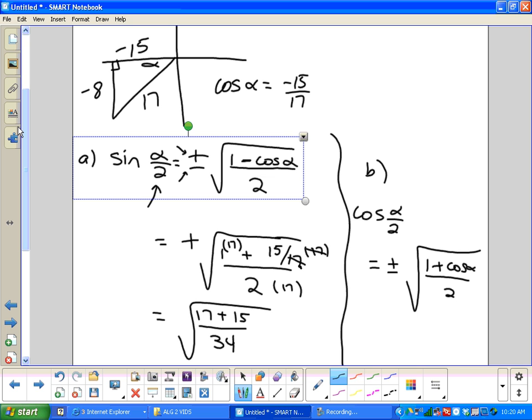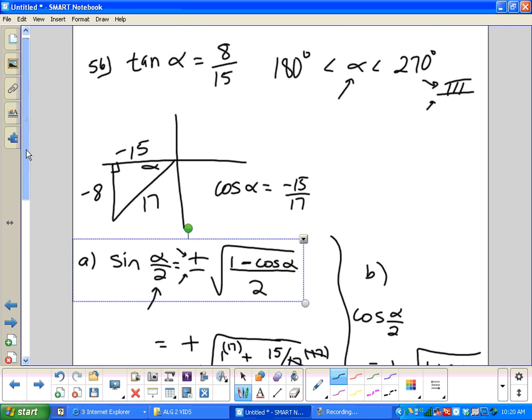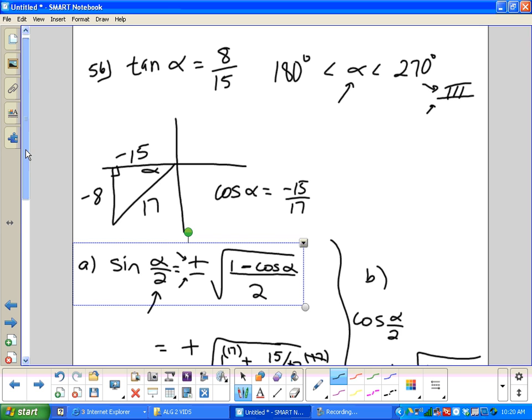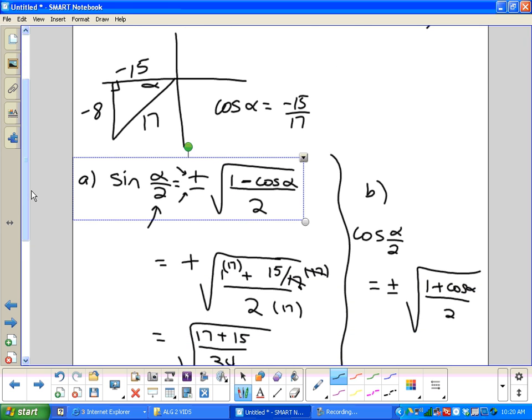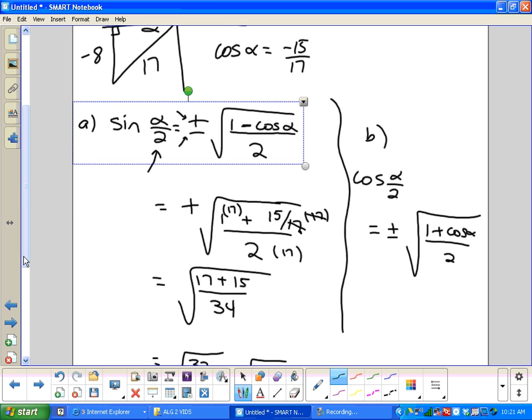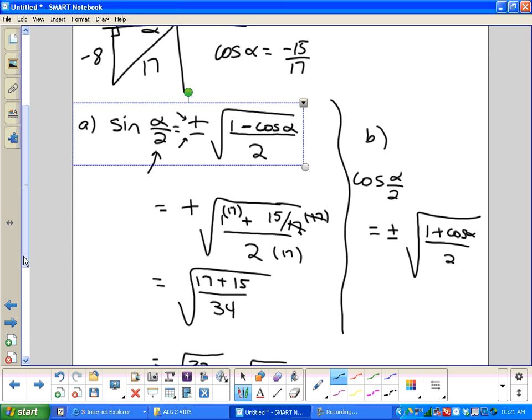Okay, now the thing that I'm worried about the most is that sign. So let's think about it. Remember what we said. Where was alpha? Alpha was in quadrant 3. But where is alpha over 2 going to be? In quadrant 2. Now, cosine, what's cosine in quadrant 2? It's negative. So this is going to be negative right here.